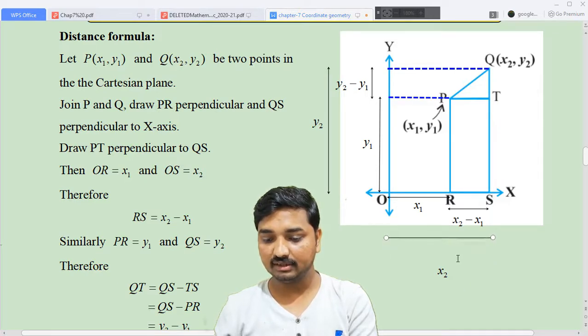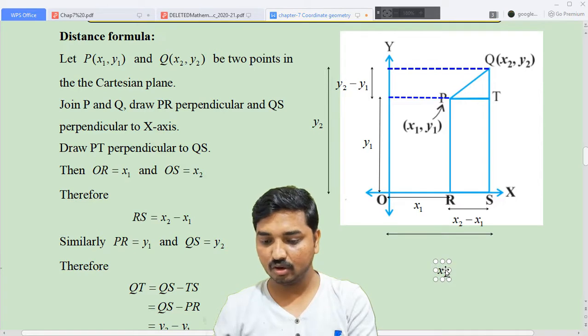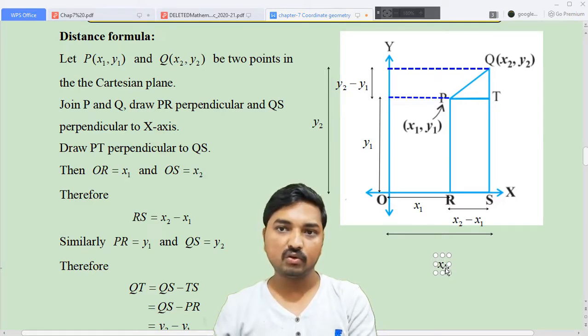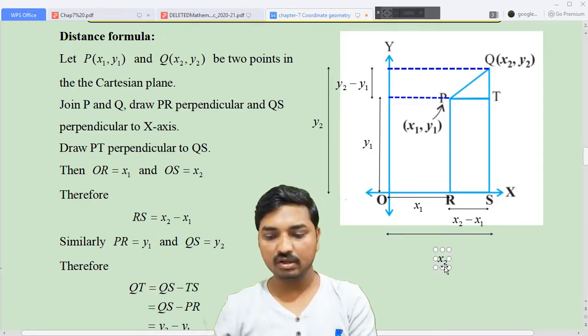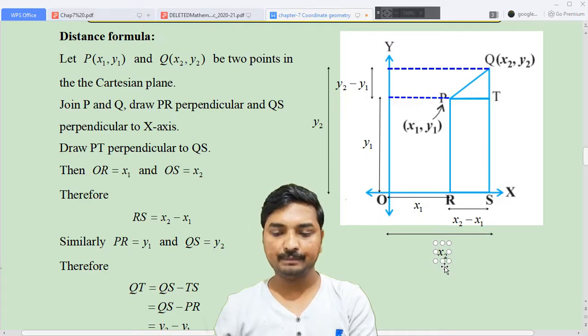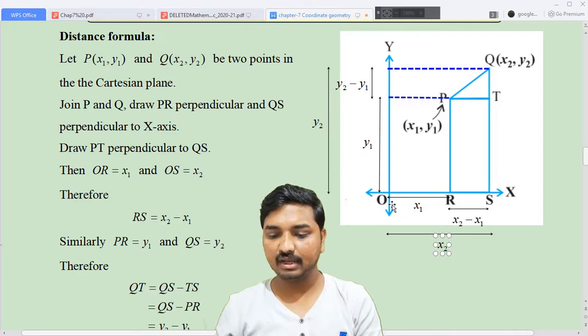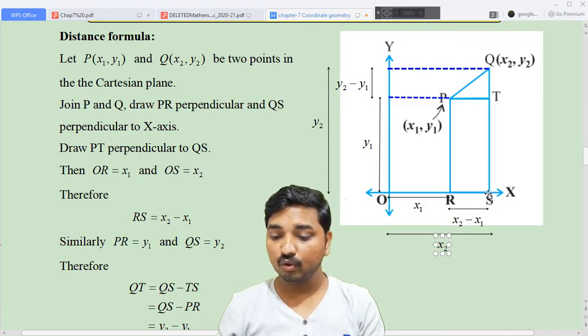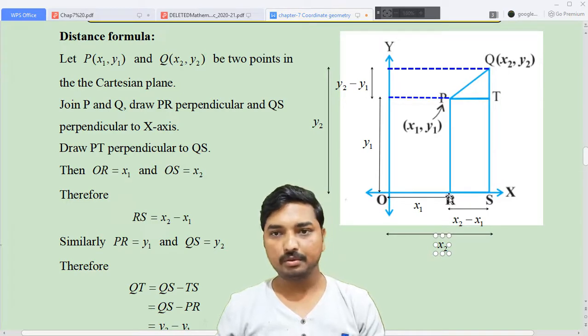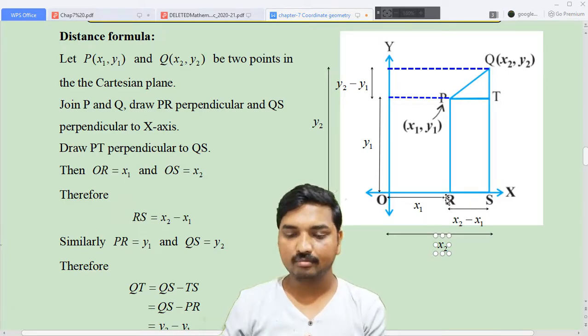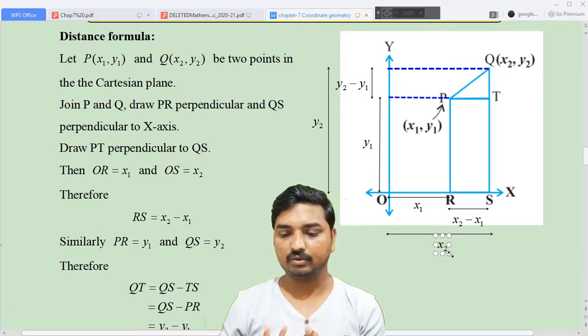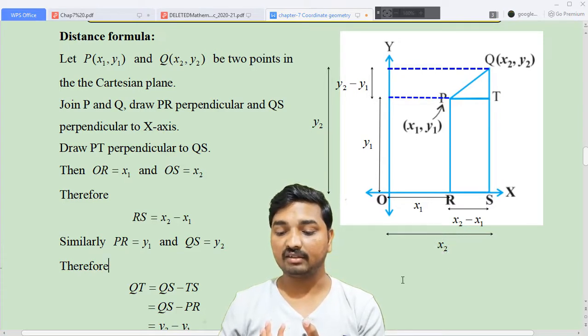So now look at here. This line corresponds to the distance from O to S. O to S, and its distance is actually how much? It is equal to x2, because the x coordinate of Q is actually what? X2. That's why distance from O to S is equal to x2. By this we can understand distance from O to S is larger than distance from O to R. It is a common thing. Just by observing the figure we can understand that one. X2 is greater than x1 actually.